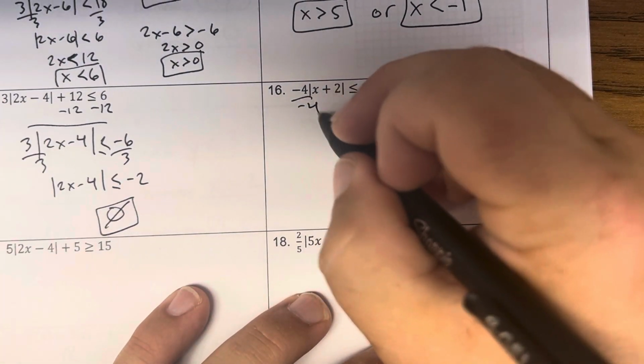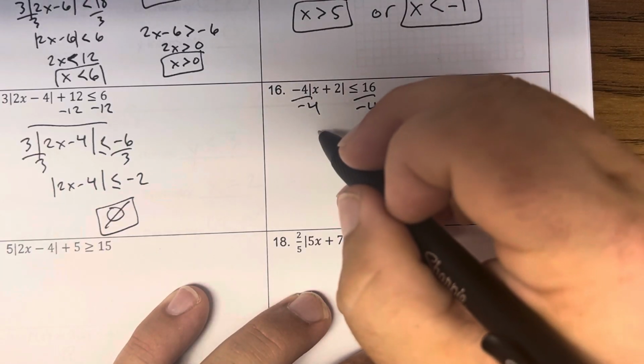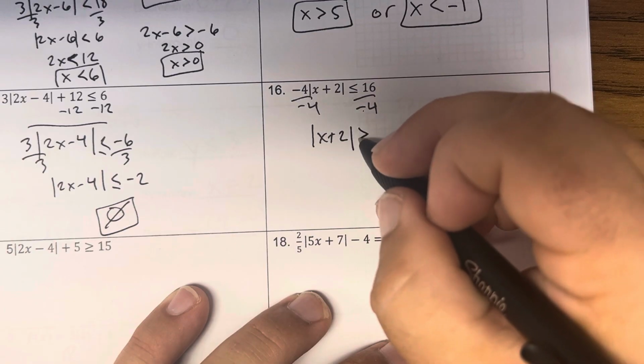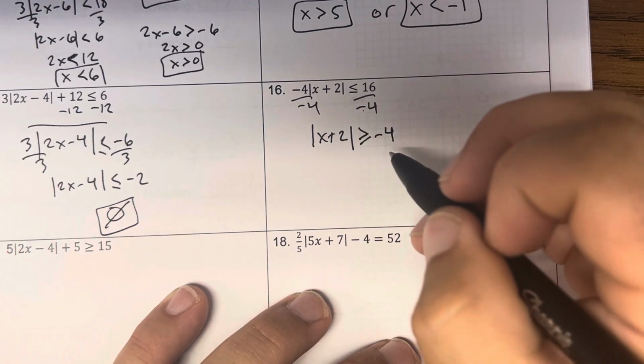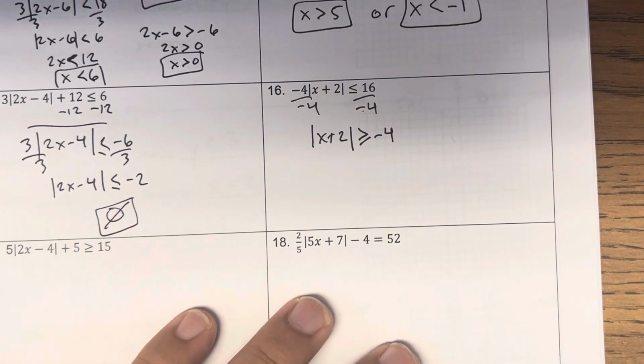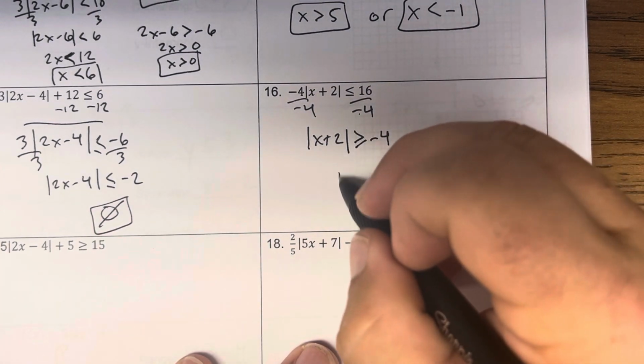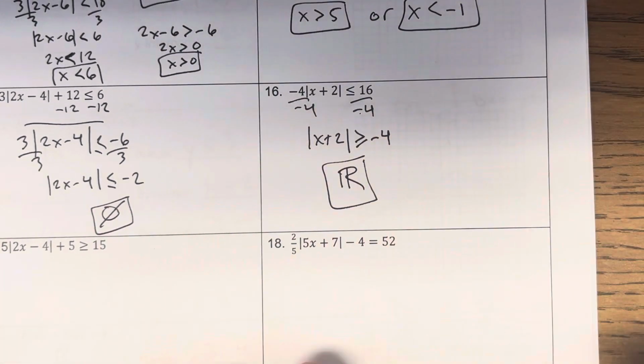We'll divide by negative 4, divide by negative 4, and so x plus 2. Because we divided by a negative, that sign's going to flip, negative 4. Again, we have an absolute value by itself and a negative, so we're going to stop. Can a positive number be greater than a negative? Yes, for all real numbers.